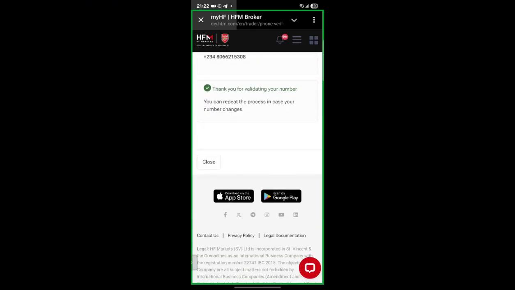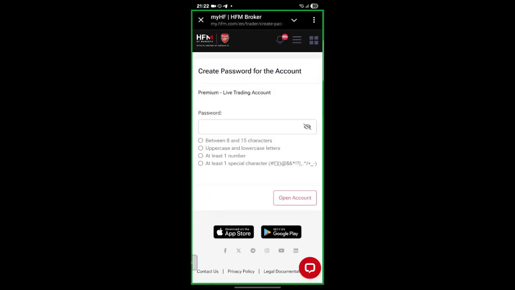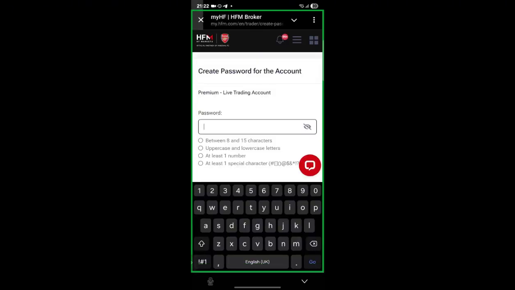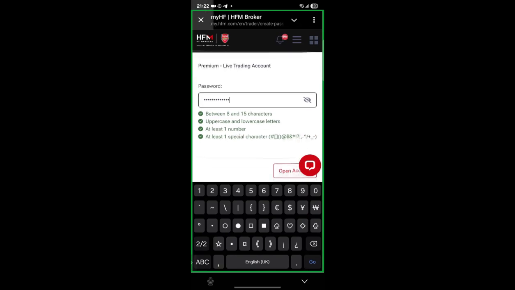So they will now ask you one last question to create a password. You can use the same password you used when you signed up, or you can use a different password, whatever you want to use. So let's say trading. You see, you choose the password for your account. Then after, you just click on open account.